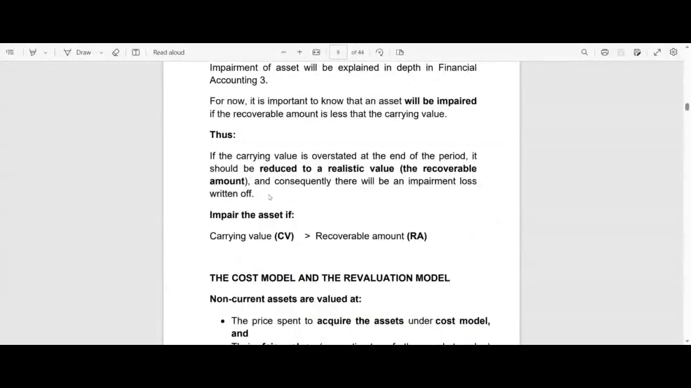Right, ladies and gentlemen, and here we just, in a little sentence, confirm what we've just said, that we only impair the asset. In other words, we only recognize an impairment loss if the carrying value or carrying amount is more than the recoverable amount, right? Because clearly then you are carrying an inflated value.